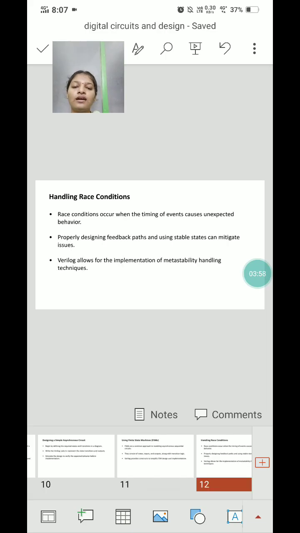Handling race conditions. Race conditions occur when the timing of events causes unexpected behavior. Properly designing feedback paths and using stable states can mitigate issues. Verilog allows for the implementation of instability handling techniques.